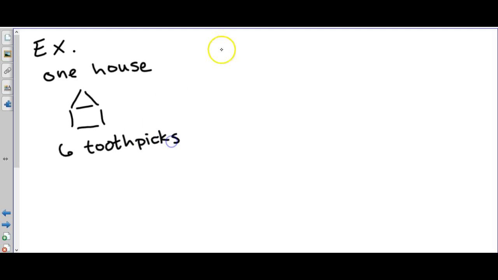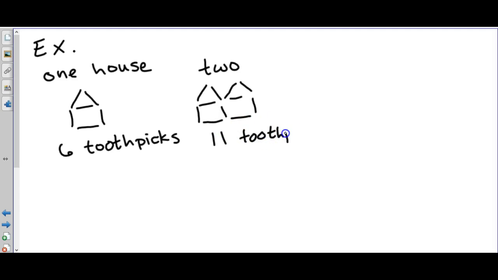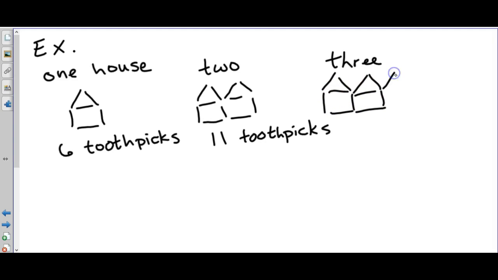So if we did 2 houses, 1, 2, 3, 4, 5, 6. Now these houses are going to be connected together. 7, 8, 9, 10, 11 toothpicks. And then let's do one more, 3 houses. 1, 2, 3, 4, 5, 6, 7, 8, 9, 10, 11, 12, 13, 14, 15, 16 toothpicks.